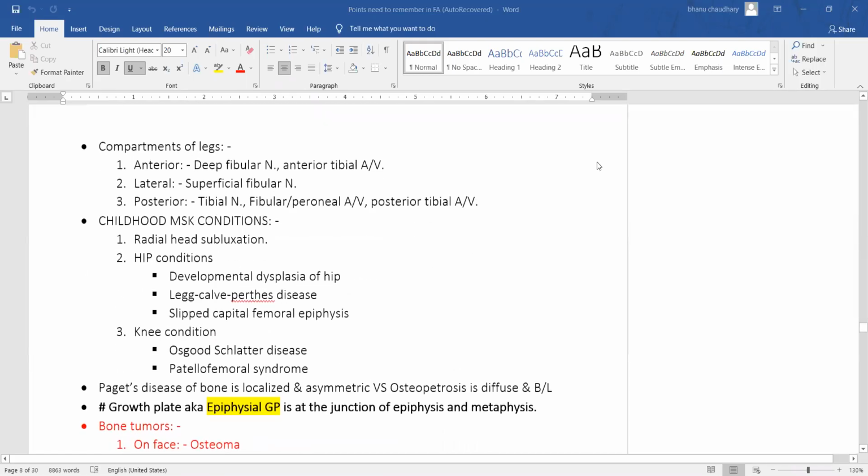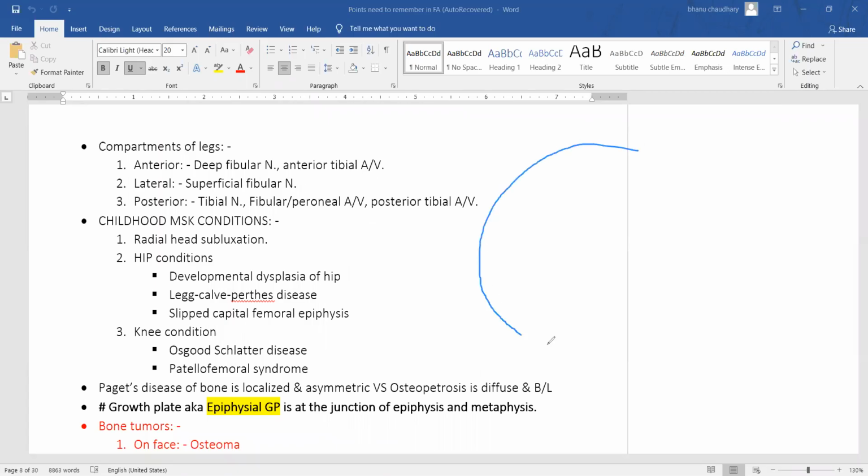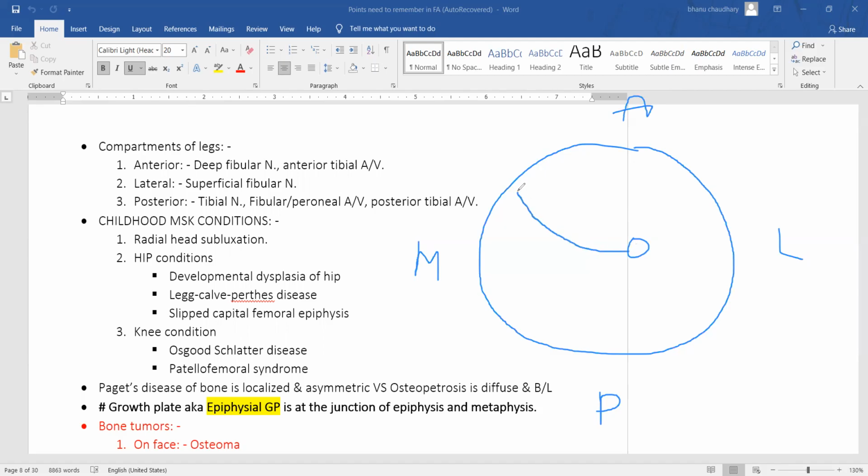Okay, so if I draw the leg, this is my leg. You have this lateral side, this is the anterior side, this is the medial side, and this is the posterior side. You have these bones here, right? And you have this anterior compartment, this lateral compartment, and this posterior compartment. Three compartments of the leg: anterior, lateral, and posterior. In the anterior compartment, I have the deep fibular nerve.